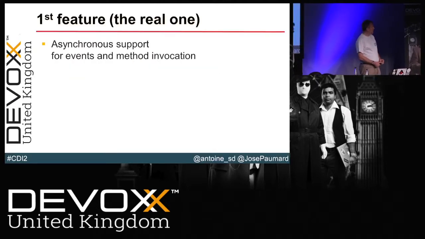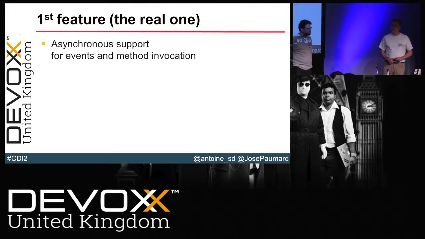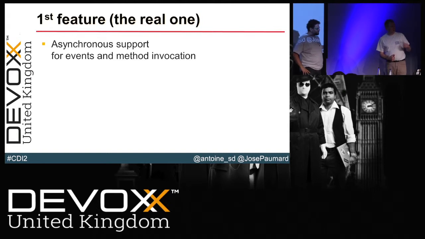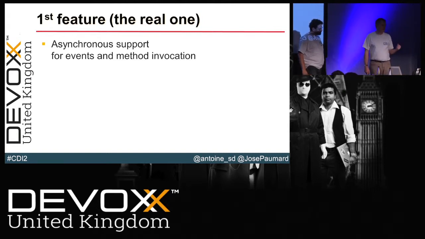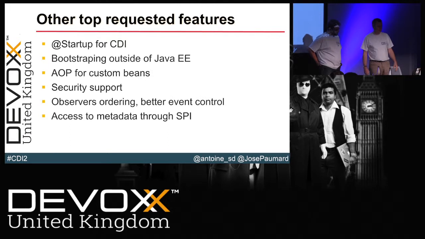The top requested feature was asynchronous support in CDI 2.0, and in two contexts. For event notifications, the event bus is mainly synchronous so far, so it needs to go asynchronous, and we are going to see that because most of it is already in the upcoming early draft. And method invocation, we need to think more about this one because it has not been done yet, so we're still open for feedback once again.